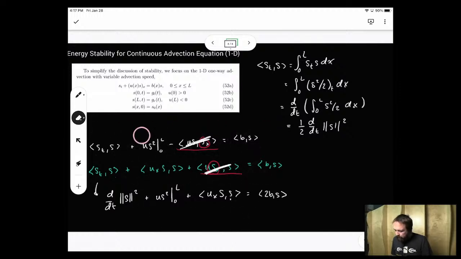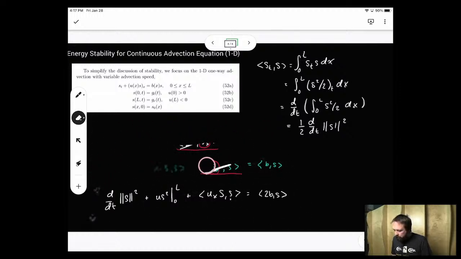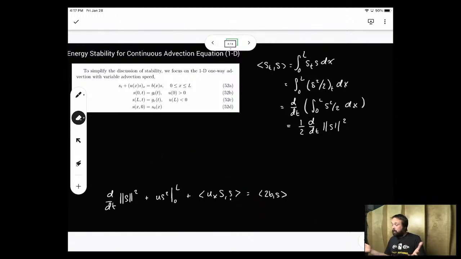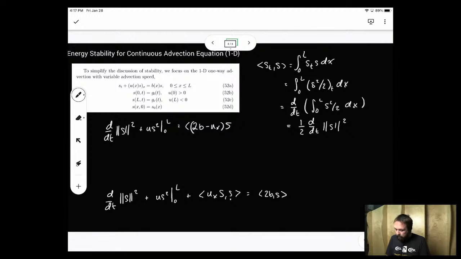Okay, so here's where we're at so far: we've got some equation that tells us how the energy evolves, and now what we want to do is put an upper bound on that. So I'm going to rewrite this in a slightly different form. You've got d by dt of s squared plus u_s squared from 0 to L. That's going to be equal to, let's see here, 2b minus u_x s with s. All right, so cool. There we go.